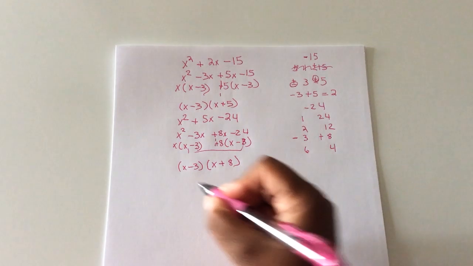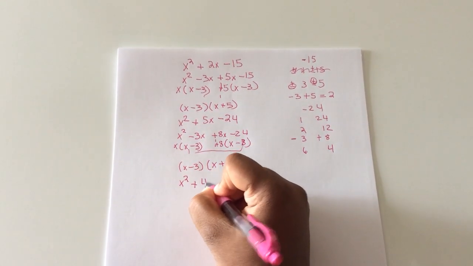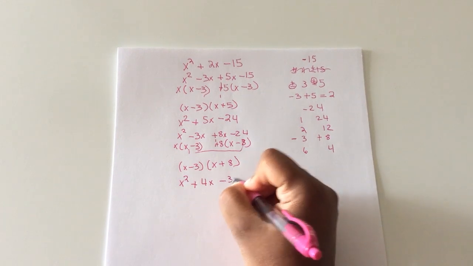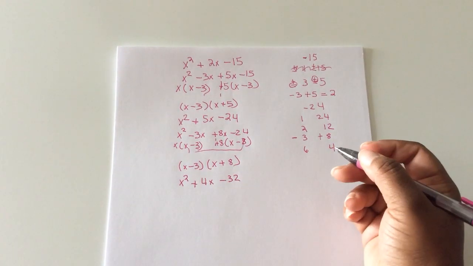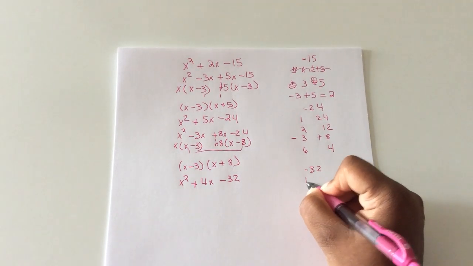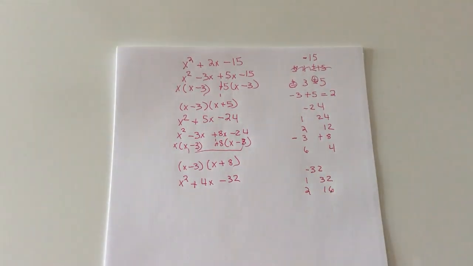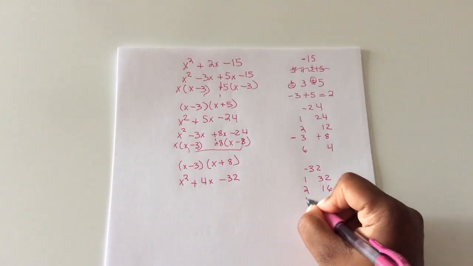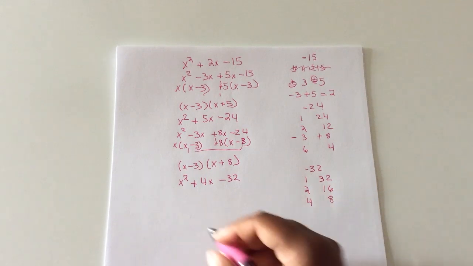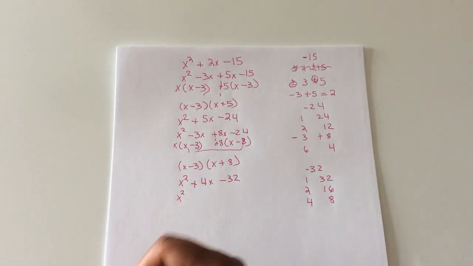Let's do one more. We have x squared plus 4x minus 32. You may even see the numbers that we need. With 32, we have minus 32. We have 1 and 32, which won't work. 2 and 16, which won't work. Then we have 4 and 8. Yes, 4 and 8 will work for us. And again, our bigger number is going to be the positive number.